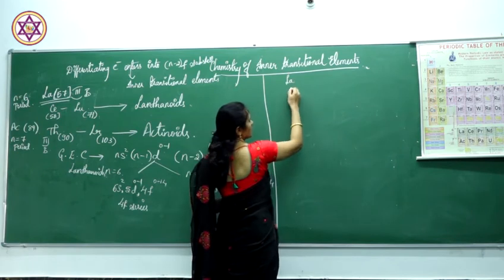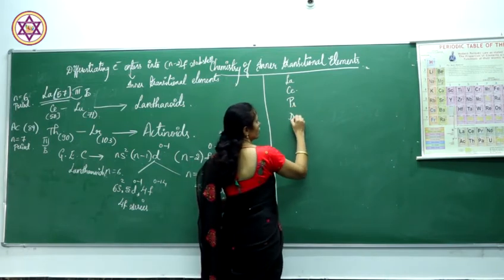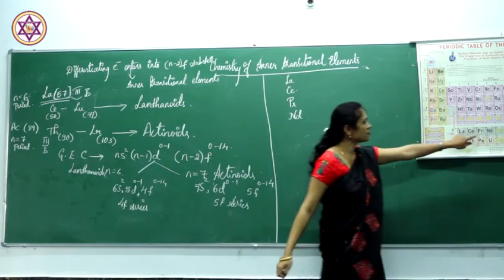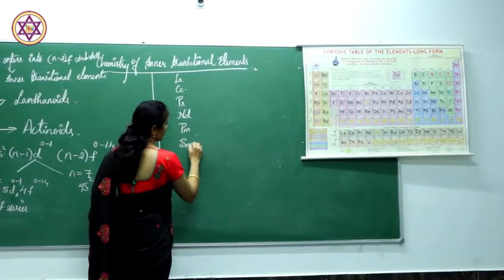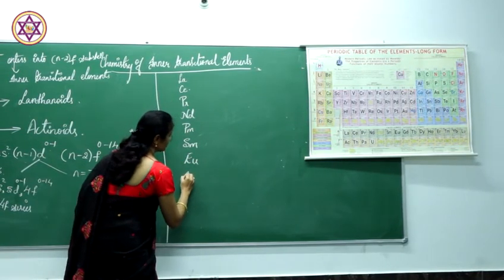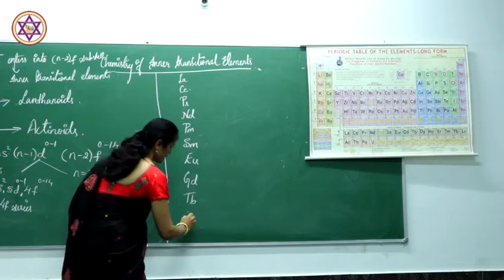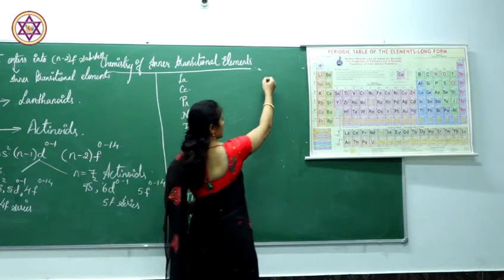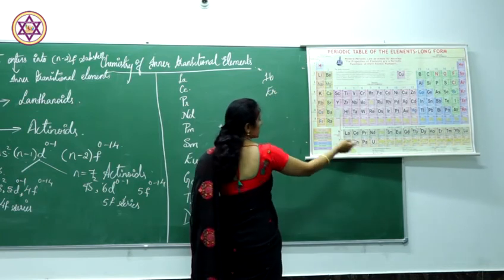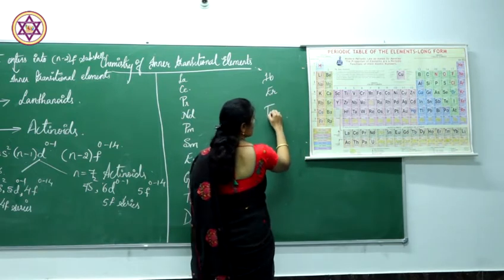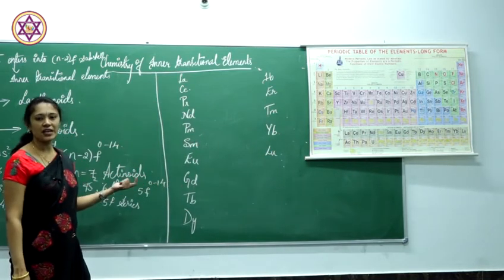First is lanthanum, then cerium, praseodymium, neodymium, promethium (Pm), samarium, europium, gadolinium, terbium, dysprosium, holmium, erbium, thulium, ytterbium, and lutetium. These are the 14 elements present in the lanthanoid series.